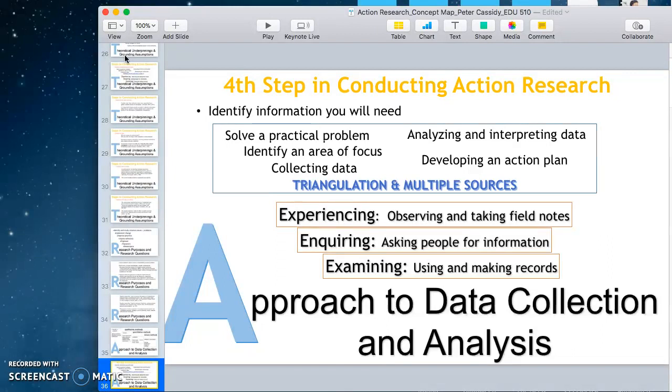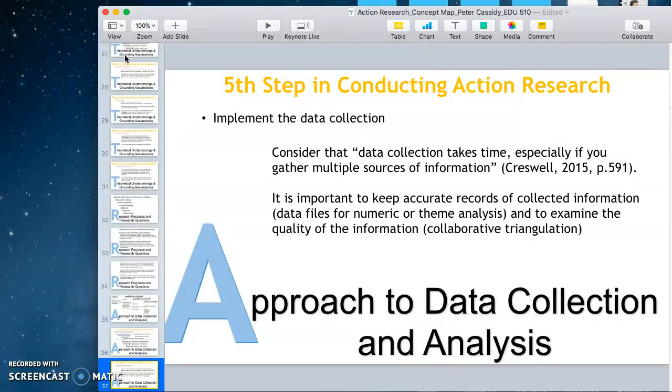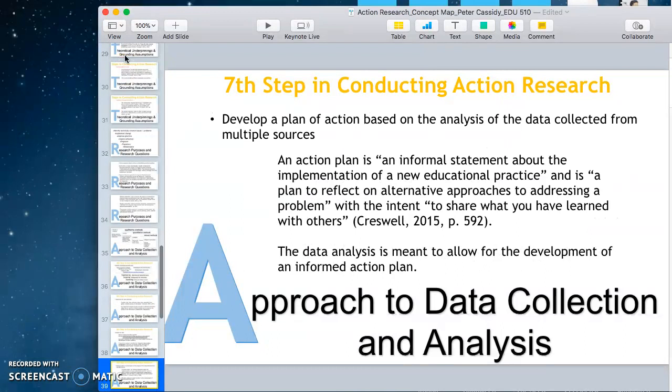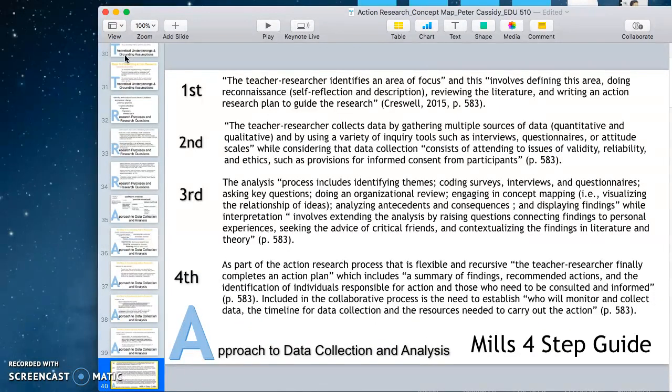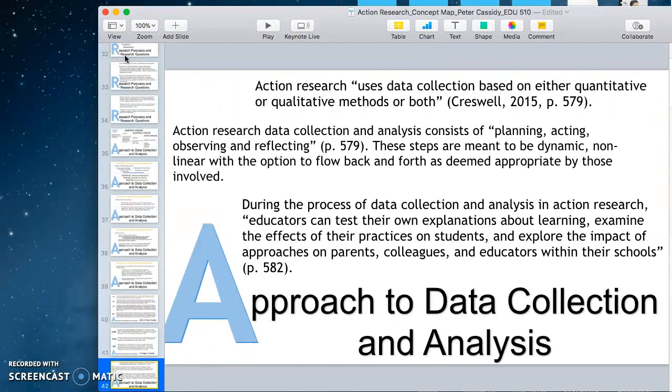Once again, triangulation and multiple sources is important. And one thing that's mentioned is the 3 E's: experiencing, observing and taking field notes as an example; inquiring, asking people for information, that's collaborative; and examining, using and making very organized and clear records. Keep the data very organized, and you can go back to things. So that's important. Once again, take a look at these slides. I've spoken about Mills and Stringer's models.